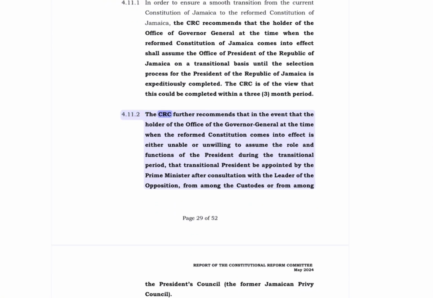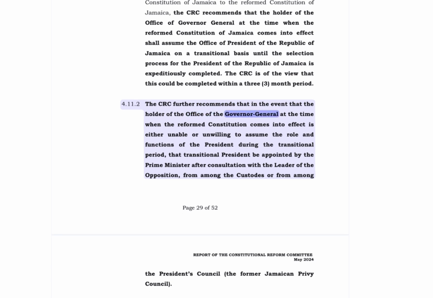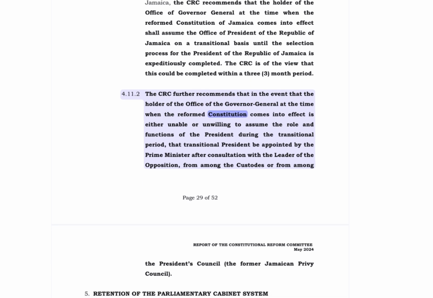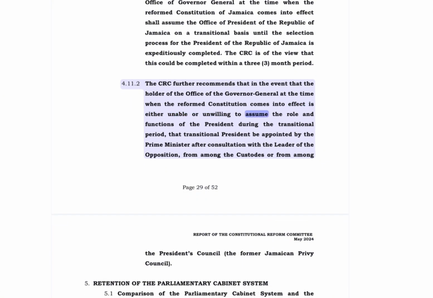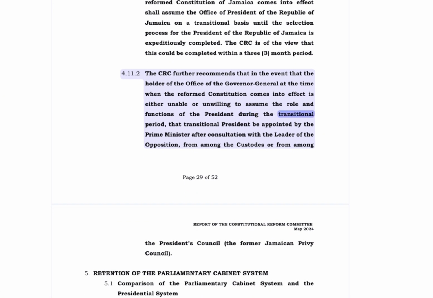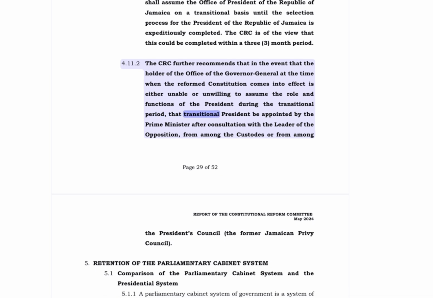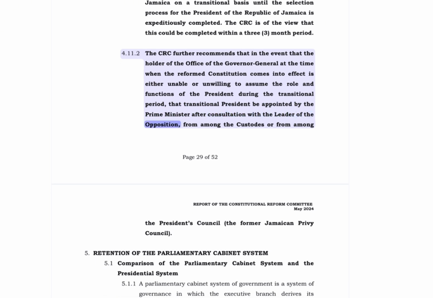4.11.2 The CRC further recommends that in the event that the holder of the office of the Governor-General at the time when the reformed Constitution comes into effect is either unable or unwilling to assume the role and functions of the President during the transitional period, that transitional President be appointed by the Prime Minister after consultation with the Leader of the Opposition.